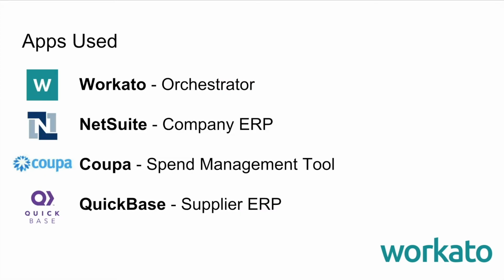Just to recap, the apps we'll be using today are, firstly, Workato, which we use to orchestrate the entire integration, build out all the recipes, do all the conditional actions, and check that the data is correct. We'll be using NetSuite, the company's ERP, where they store all their finance information like invoices, POs, receipts, suppliers, and items. And Coupa will be used as the spend management tool, where employees log in and make all the purchases they need to complete their projects.